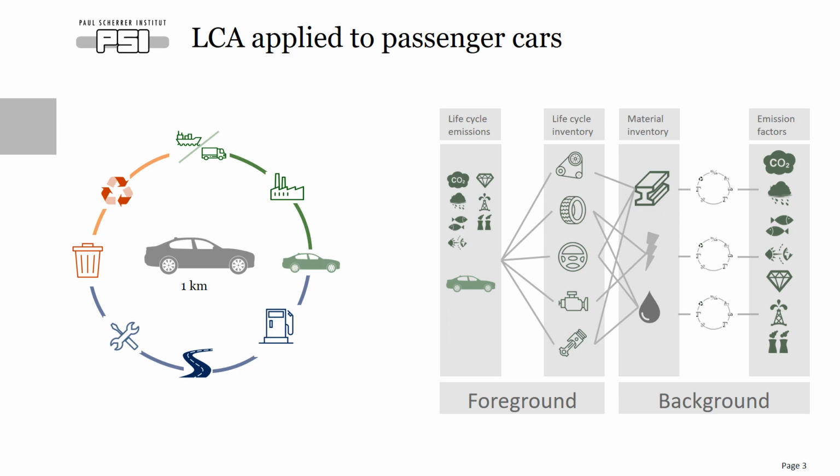We distinguish two main levels of modeling: the foreground model, which includes the modeling of the car and the driving performances and its composition components wise, and the background level, where we would have all the activities that supply different types of goods and services, such as electricity and steel production, aluminum production, and such.